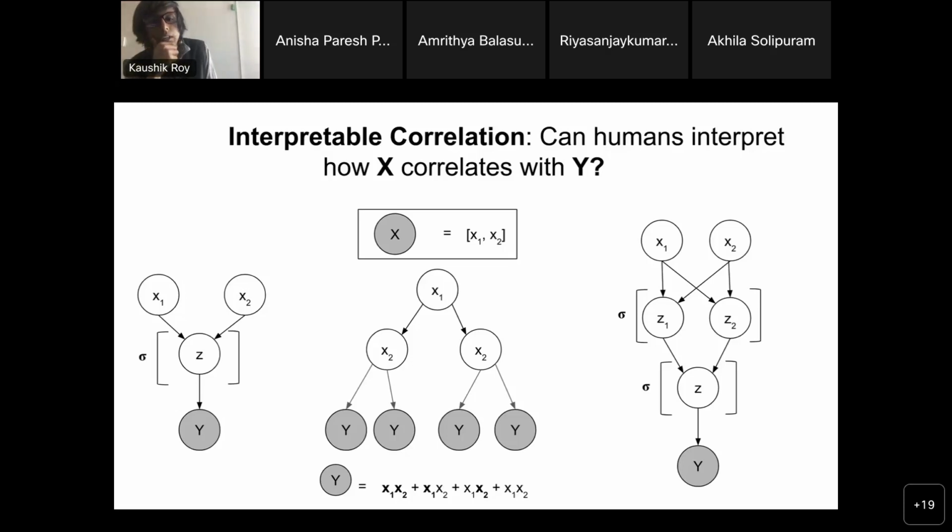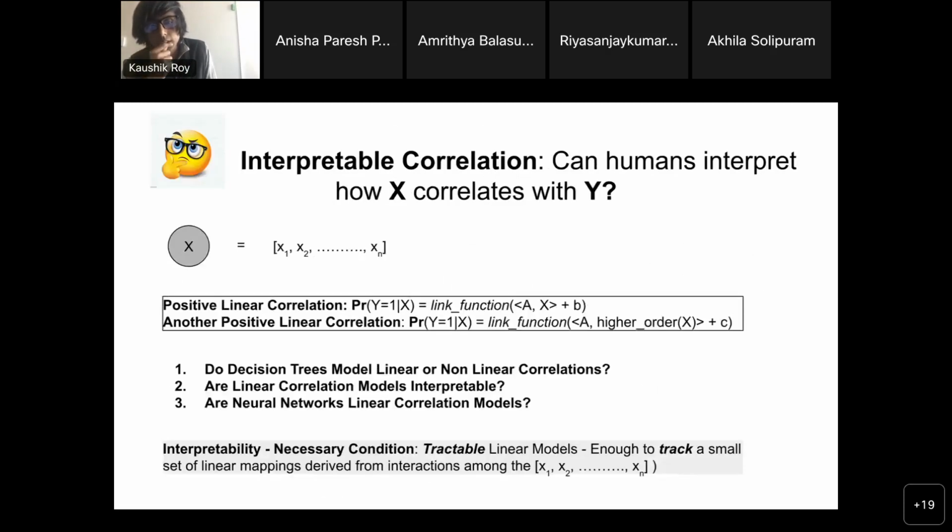Dr. Gore, at the start of the class, mentioned that decision trees are interpretable, right? So let's think about that issue a little more deeply now. The first condition for interpretability is that all linear models are not necessarily interpretable. It is necessary for linear models to be tractable to be interpretable. So what do I mean by that?